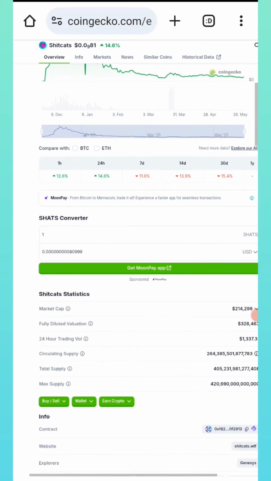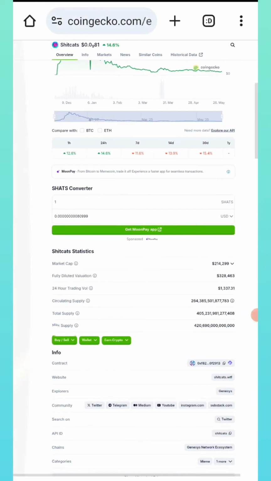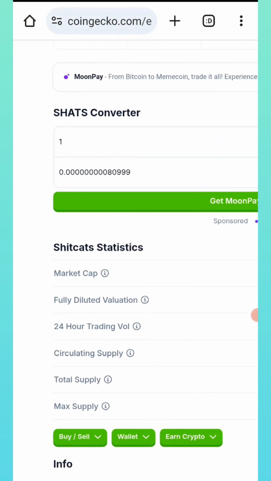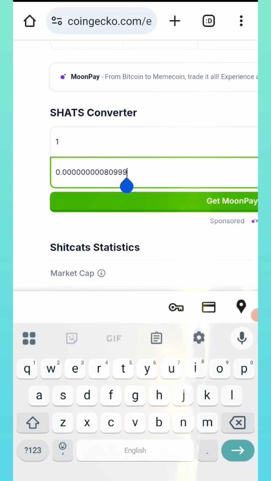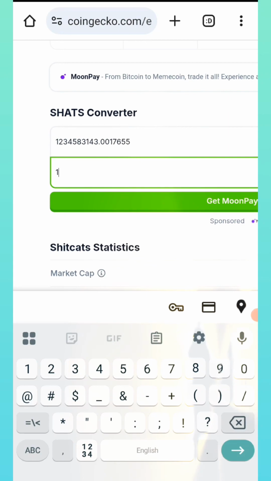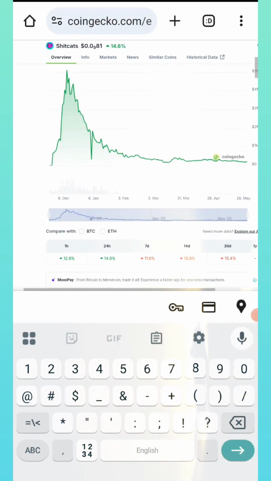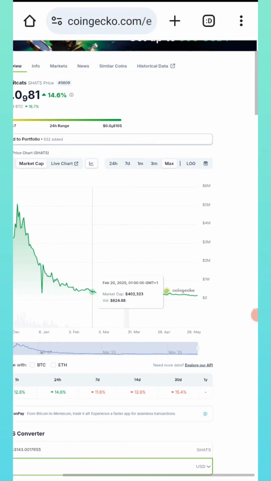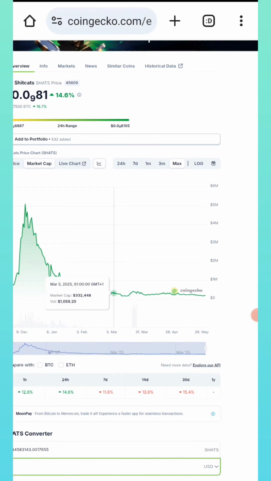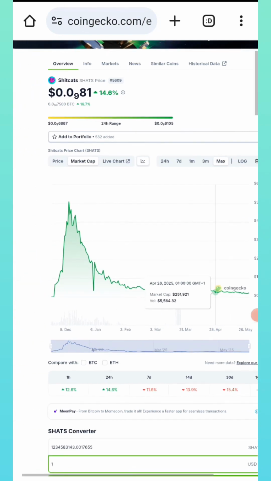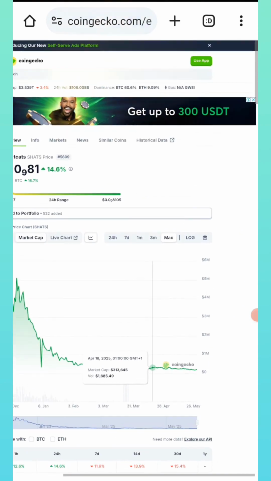Look at the converter, like the price of the coin. One of these is about, see, there are a lot of zeros. So if you buy $1, it will be worth more. Let me put $1 here now. See, if you buy $1 worth of this coin, this will be the value. You can see the chart. This is a weekly chart of the coin. Okay, this coin is currently pumping. But that's how you can make research on any coin at all.